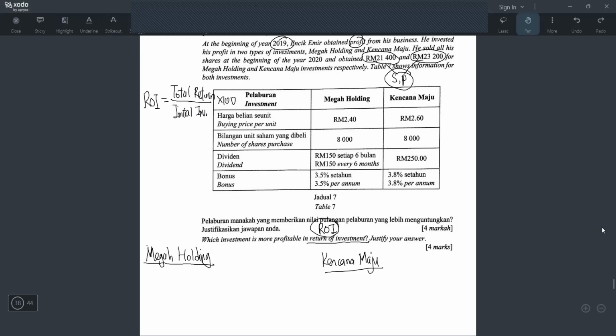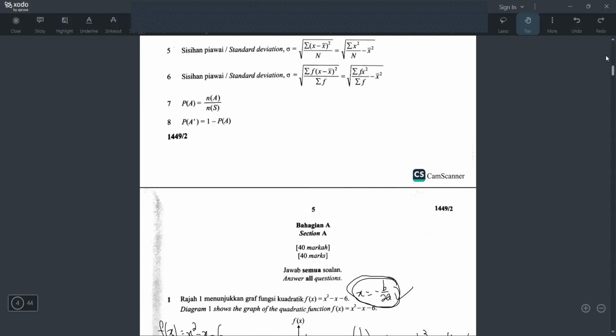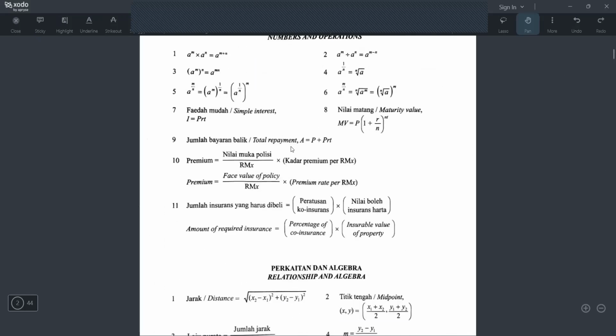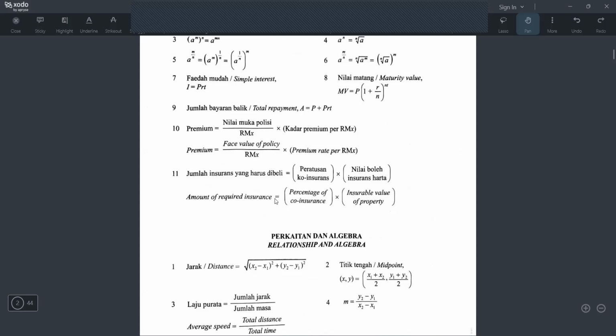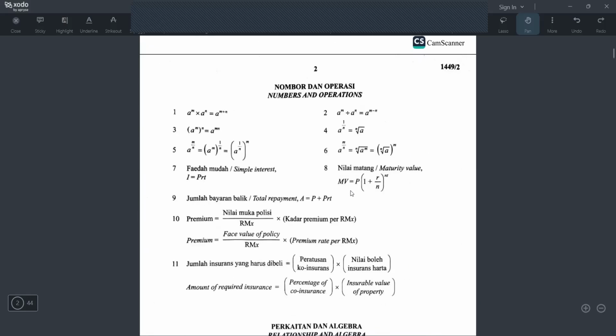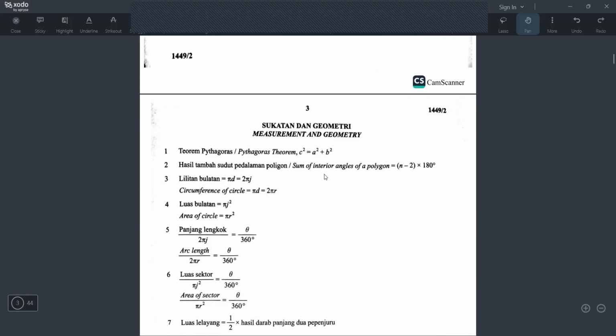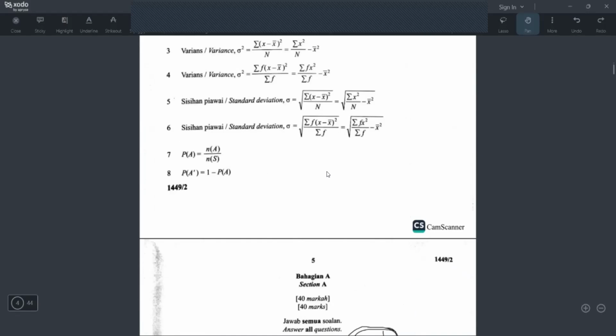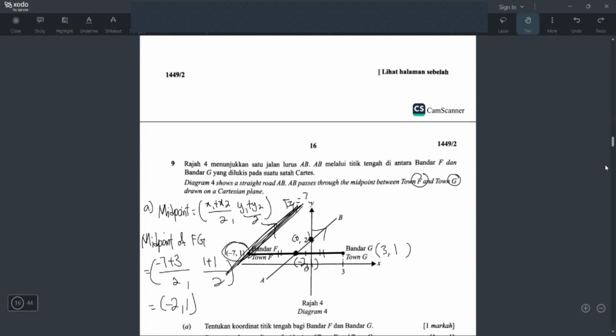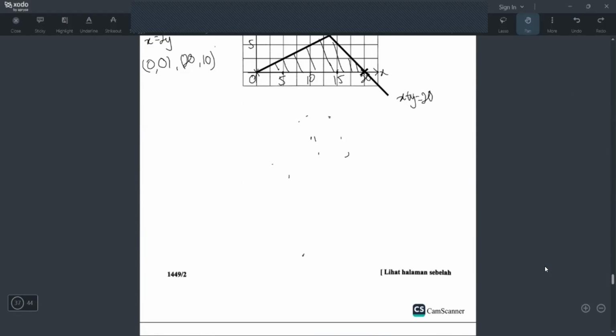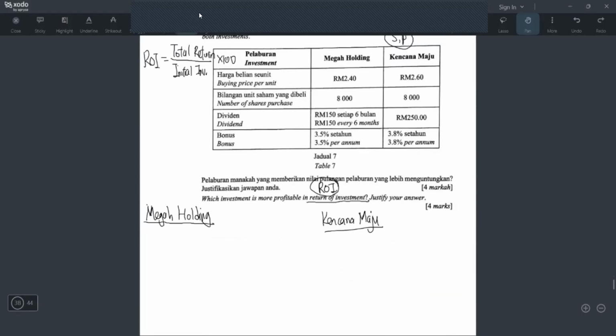I'm really curious whether this formula is given in the exam or not. I'm also not sure. Is it given? They give you the formula for insurance, but for this one, they never give. So you have to memorize it. Make sure you memorize the ROI formula now. Let's say it once more: total return divided by initial investment times 100. And what does ROI stand for? Return of investment or return on investment. It's the same thing.